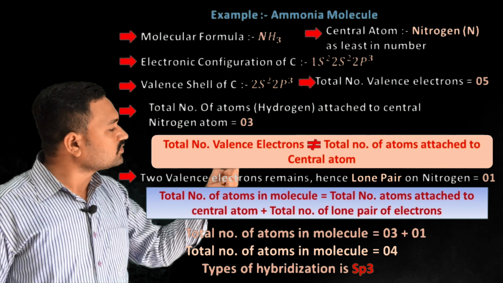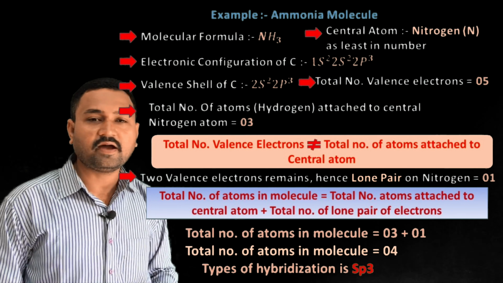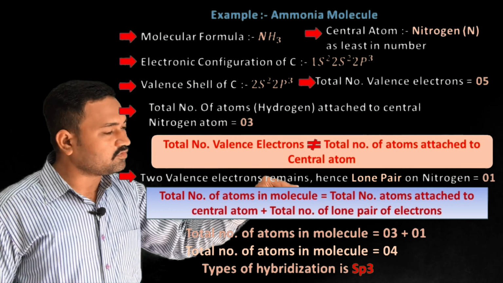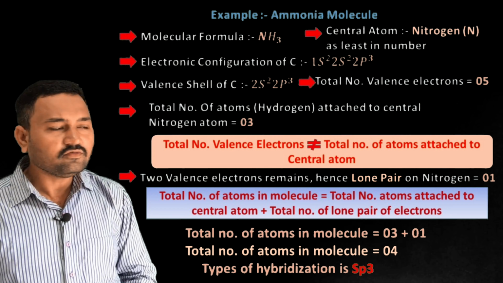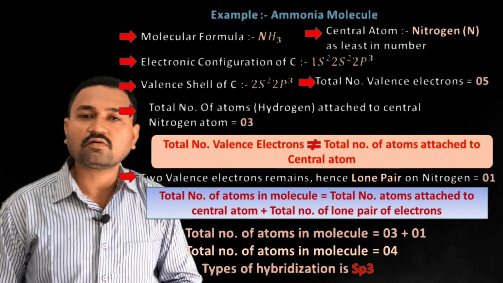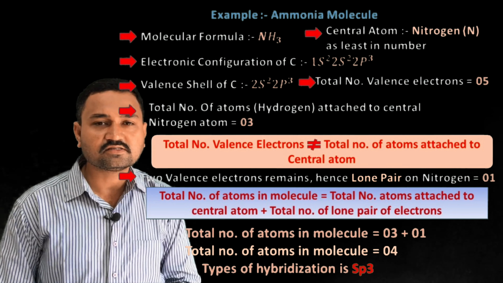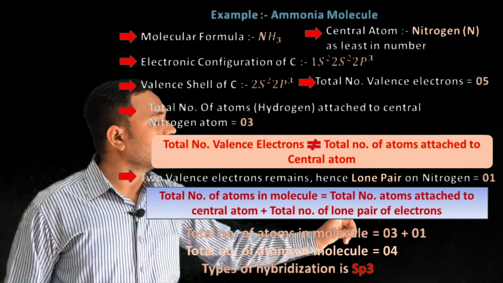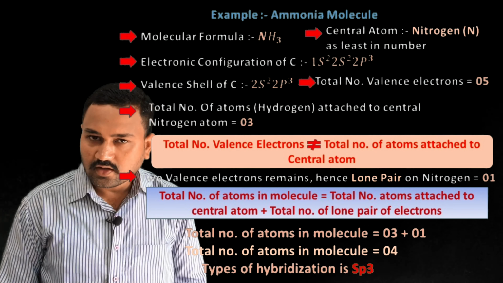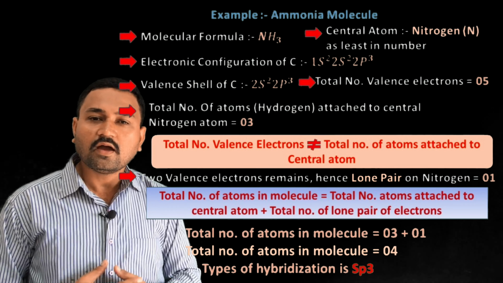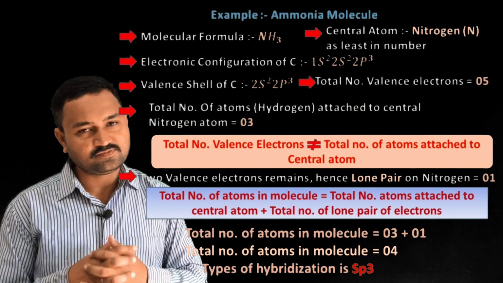So here the total number of atoms attached to the central atom for the ammonia molecule is 3, its value will be 3. Again we know that the total number of lone pairs of electrons on the nitrogen atom, as there will be the 2 valence electrons, hence it will be 1 lone pair, therefore it will be equal to 1. Therefore 3 plus 1 will be equal to 4, and hence the number in the molecule is equal to 4. The type of hybridization will be sp3.